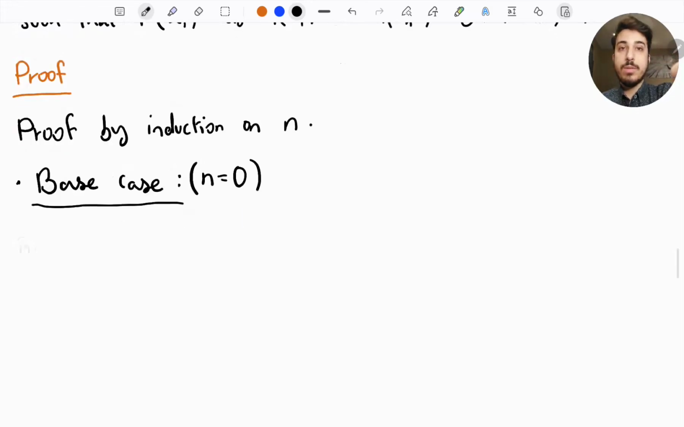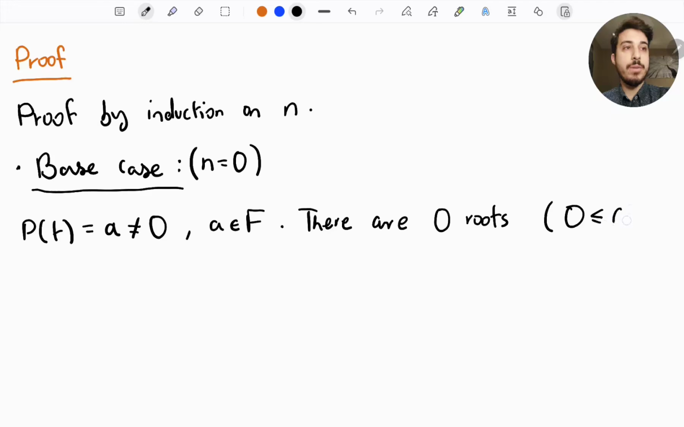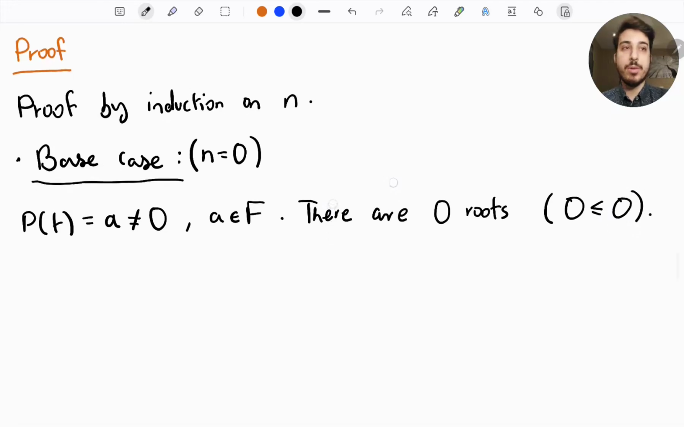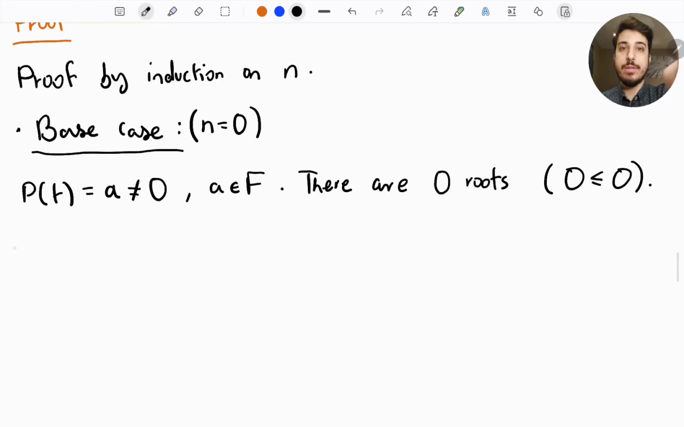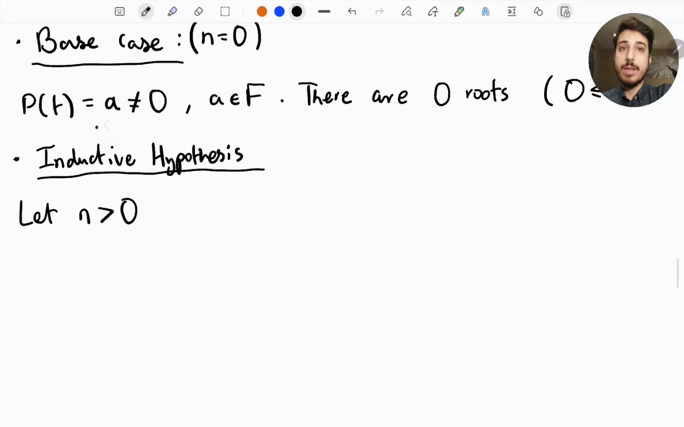If n is equal to 0, then the polynomial is equal to a non-zero constant a, where a is in the field. So there are 0 roots, and of course 0, the number of roots, is less than or equal to 0, which is the degree of this polynomial. So this is already proven. Now, the inductive hypothesis. We suppose that the result is true for n minus 1, and we will prove it for n. So let n be strictly bigger than 0, because if it is 0, then we just get a constant polynomial which has no roots.